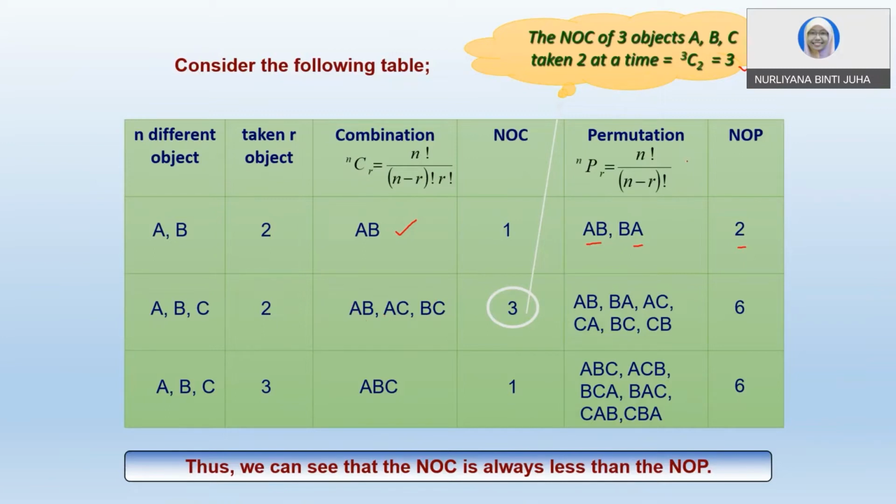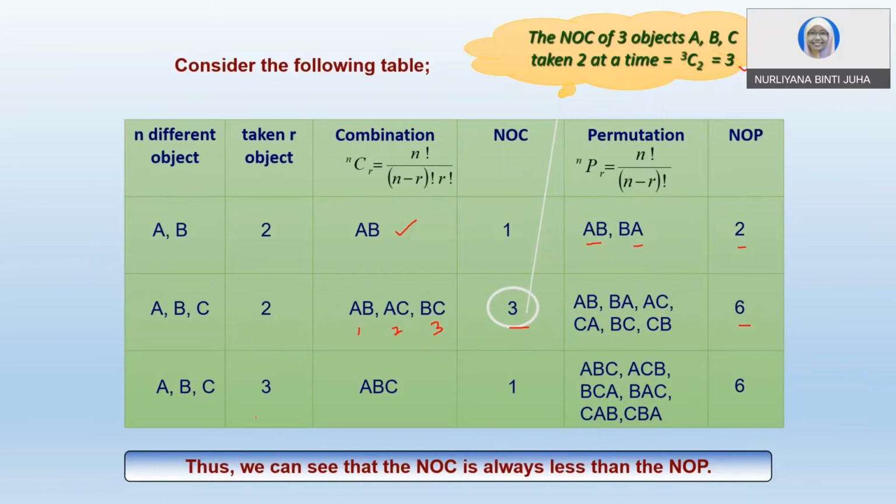Okay. But in permutation, so number of kita punya combination is this one lah. 3. 1, 2, 3. Okay. But in permutation, you have AB, BA, AC, or CA, BC, and CB. You have 6 ways to arrange these two alphabets. So you have number of permutation is 6.